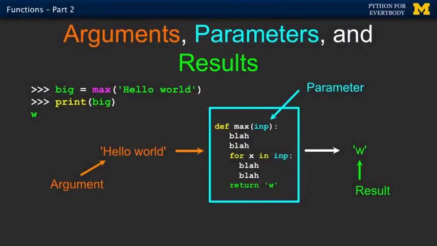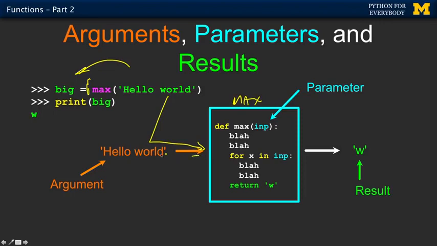Okay, so now what we're going to do is take a look again at that max function, but we're going to understand how the return works. This is really more about the return. So if we take a look at max, we're going to evaluate the right-hand side of this so we have something to send into big. So max hello world says take this parameter and send it into max. Here's the max function, right?